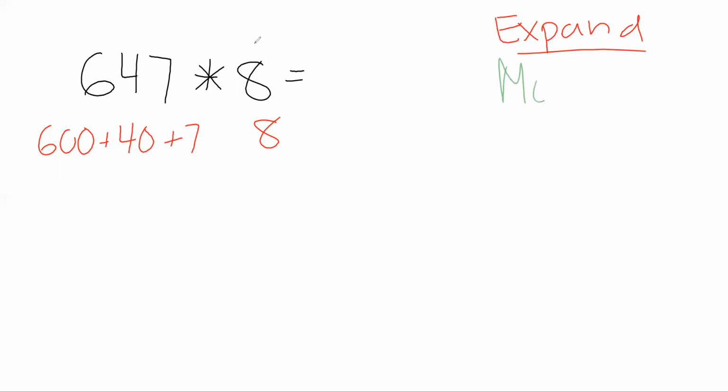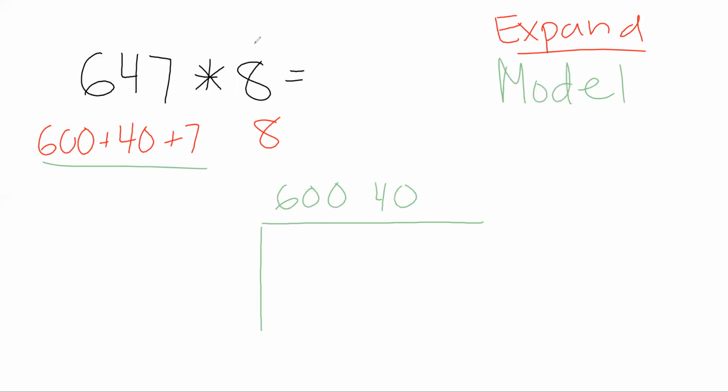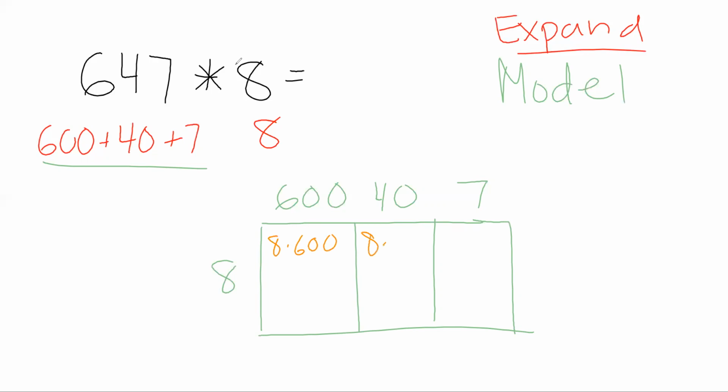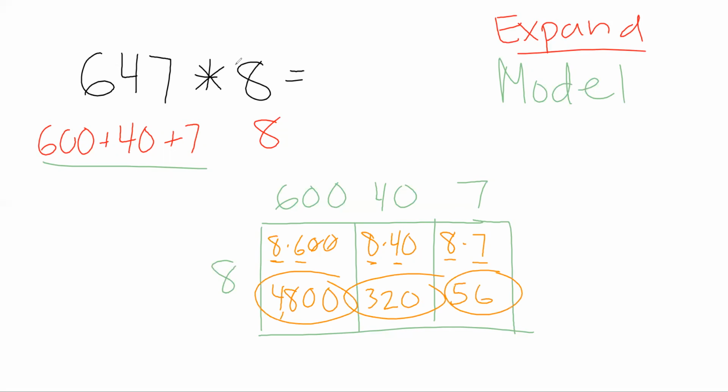Okay, so we've expanded. We're now going to make our model. So we're going to make those rows and those columns. I'll use the first one as columns again. 647. So there's 3 columns. And then I have a row of 8. And now let's go ahead and multiply. A row of 8 times a column of 600, a row of 8 times a column of 40, and a row of 8 times a column of 7. So 8 times 6, that's 48, and then 2 zeros. Okay, and 8 times 4 is 32, and 1 zero. And then 8 times 7 is 56. So we're going to add these together.